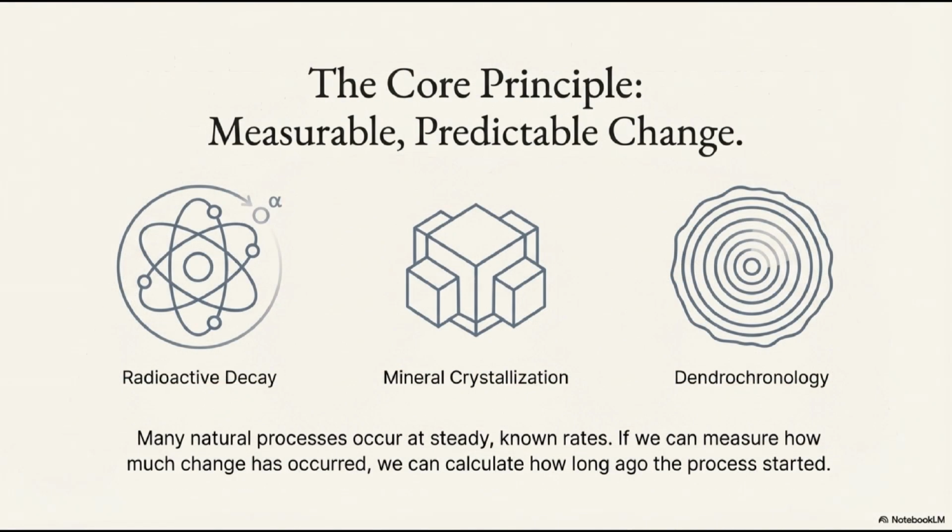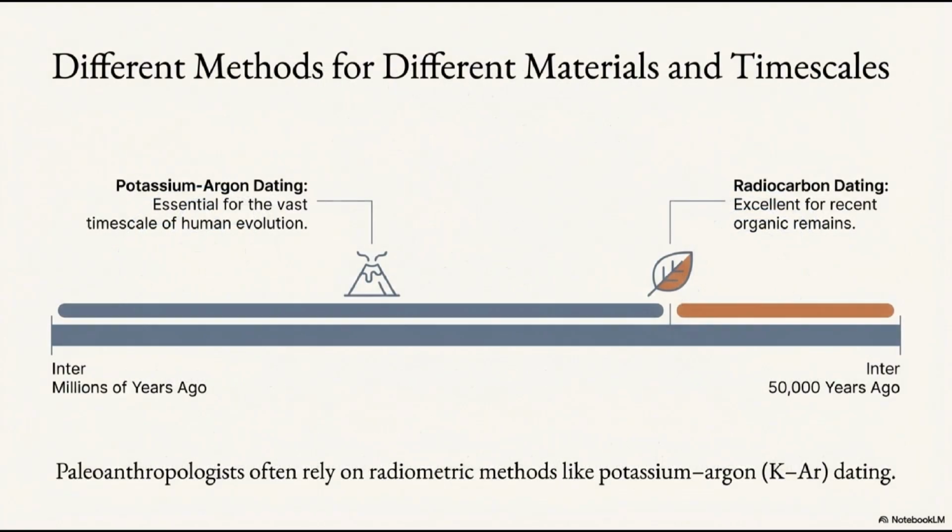Let's look at the core principle behind most absolute dating techniques: measurable, predictable change. Many natural processes occur at steady rates, whether we're talking about radioactive decay, mineral crystallization, or even the formation of tree rings. If we can measure how much change has occurred and know the rate at which it happens, we can calculate how long ago an event occurred. This may sound mathematical, and it is, but it's built on very clear physical principles. Different methods work for different time ranges and materials.